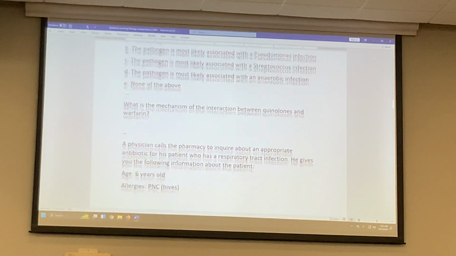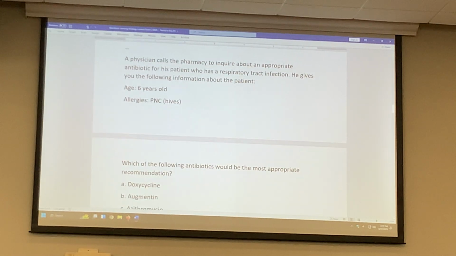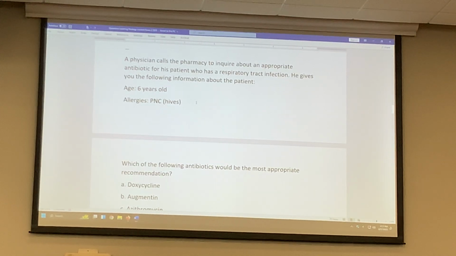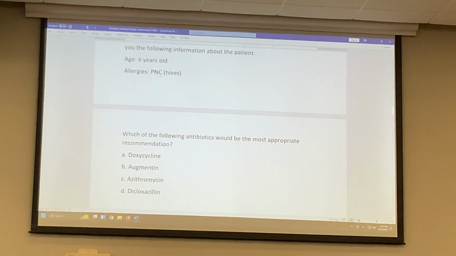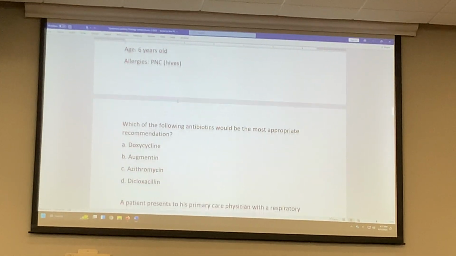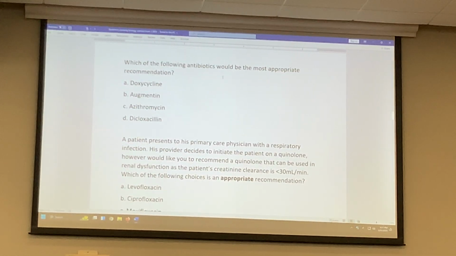All right. Next one, we have a physician who calls the pharmacy to find out about an appropriate antibiotic for a 6-year-old patient who has a respiratory tract infection. We just had a lecture on this. He gives you the following information. This patient is 6 years old, he has a penicillin allergy, and he develops hives, so a more severe reaction, right? Which of the following antibiotics would be the most appropriate recommendation for this patient? So which one would you not give?